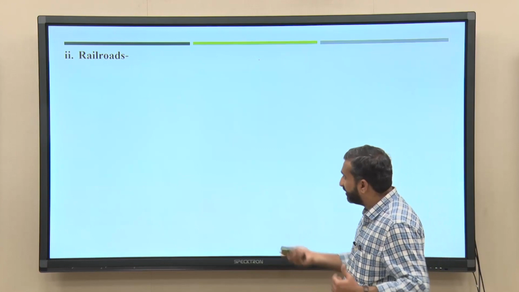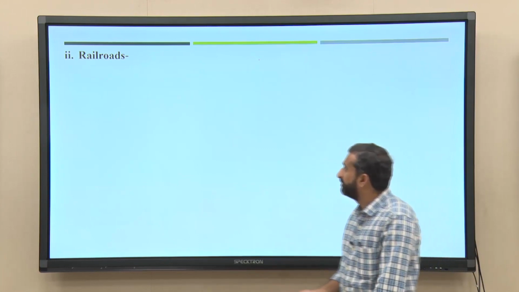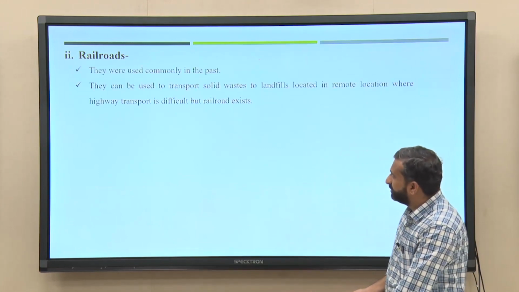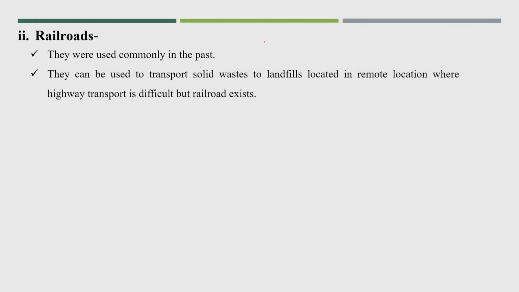Now, this is another way of collection, another transport means that could be possible: the railroad. They were commonly used in the past, especially in the European countries or in the US. Waste used to be hauled by the railroads in the past, and this is also possible.